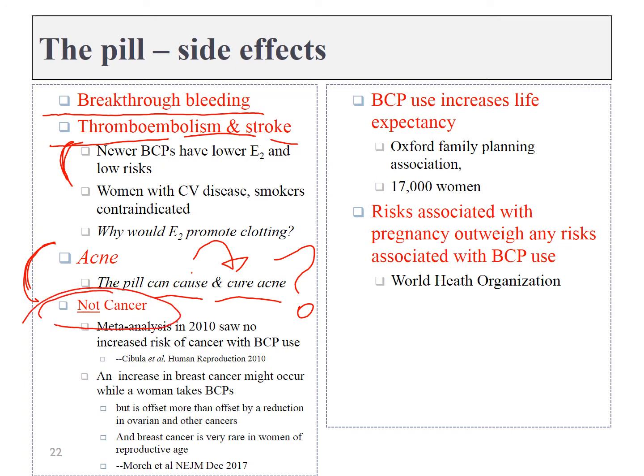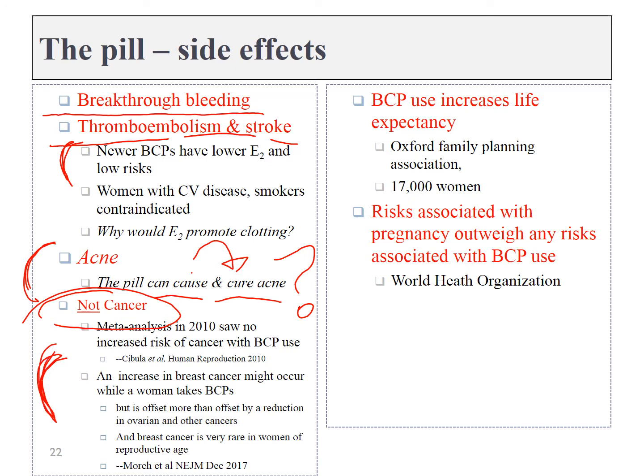Nevertheless, we are very certain that birth control pills do not cause cancer. Now, recently in 2017, there were signs that birth control pills might increase the rates of breast cancer, but the numbers were very small and more than offset by reductions in other cancers. So, the bottom line here is that women who take birth control are not more likely to die of cancer.